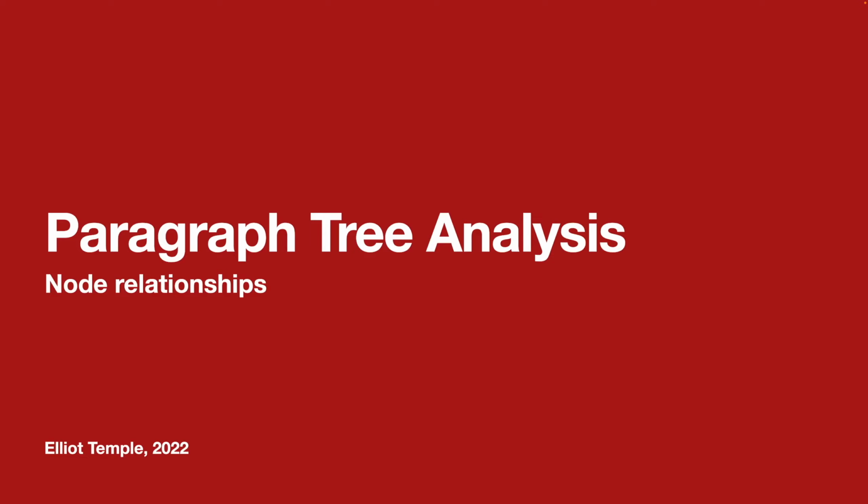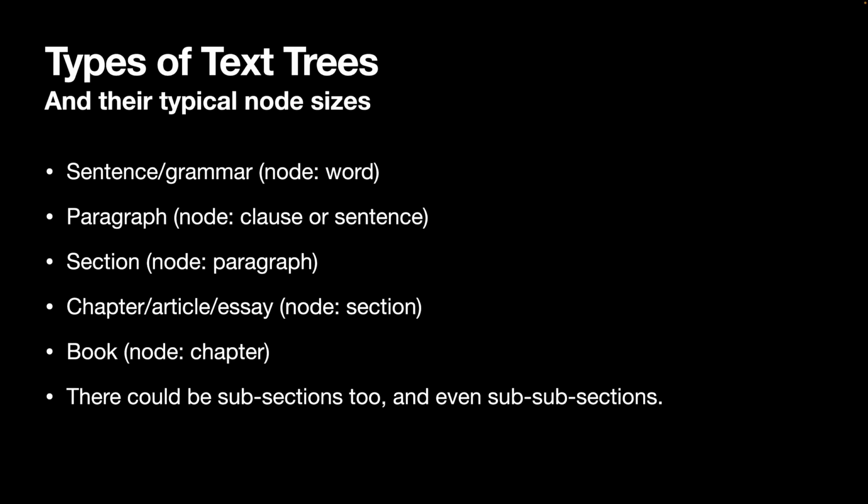I'm going to show you how to analyze a paragraph and understand what you're reading. This builds on some previous videos about analyzing a sentence using grammar. So there's several types of text trees that you can use when you're reading, and each one has a different node size. A node is one box or thing in a tree. So for a sentence tree, also called a grammar tree, a typical node is one word.